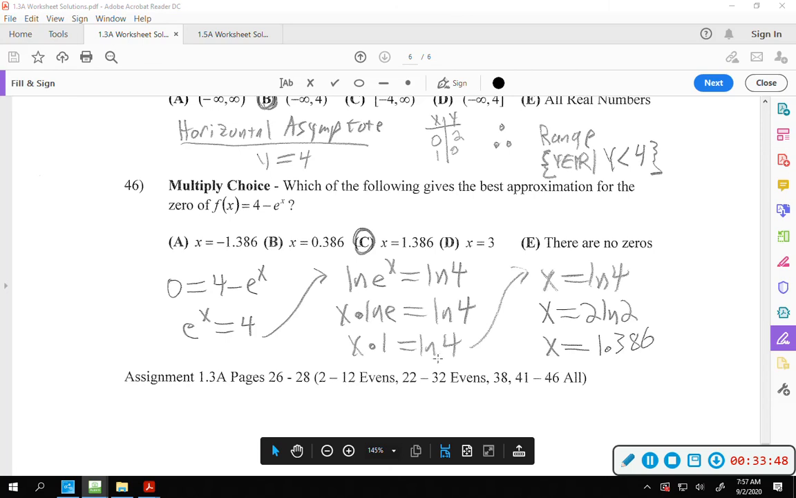And x equals the natural log of 4. Could be presented this way. Sometimes on multiple choice it's presented this way. We already talked about it. Either one, you type into your calculator, you get 1.386. So don't get frustrated when I do this. A lot of times I'm just trying to show you that this answer could be presented in multiple ways in its analytical form. Okay, we're done with this one.